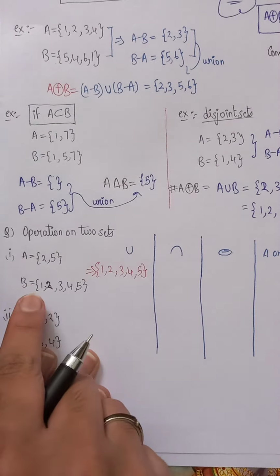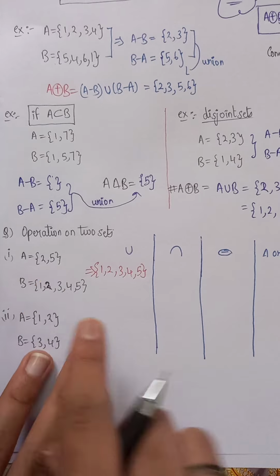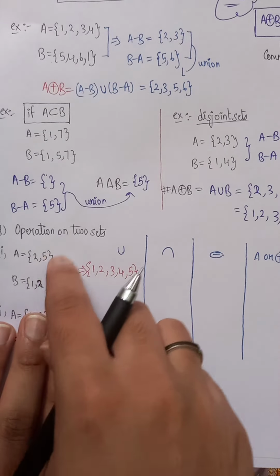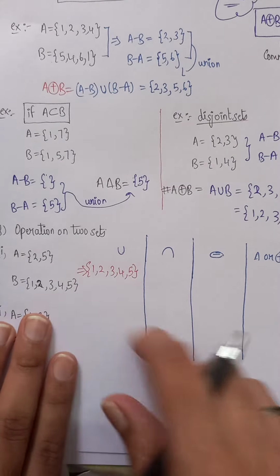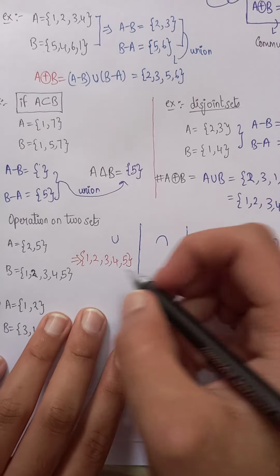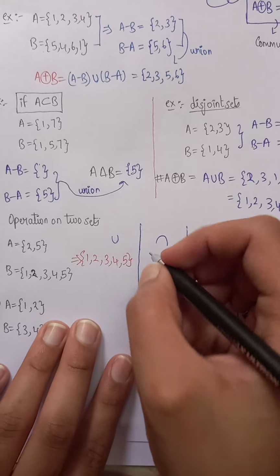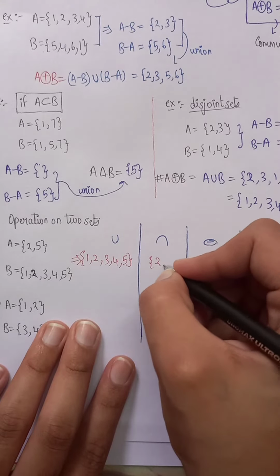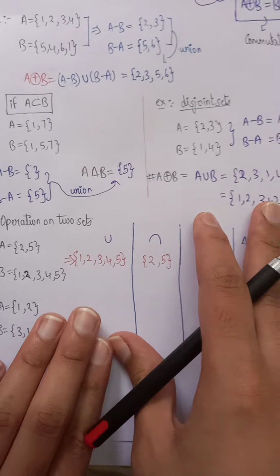In this case, A is a subset of B. You can see from here, because all the elements present in A are also present in B. So 1, 2, 3, 4, 5 is the union. Intersection: 2 and 5 are the only common elements, so we write 2, 5.